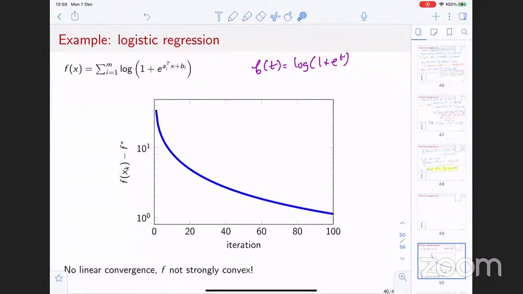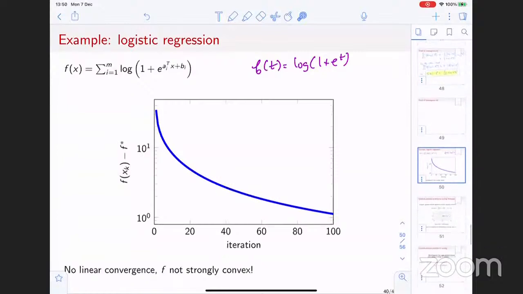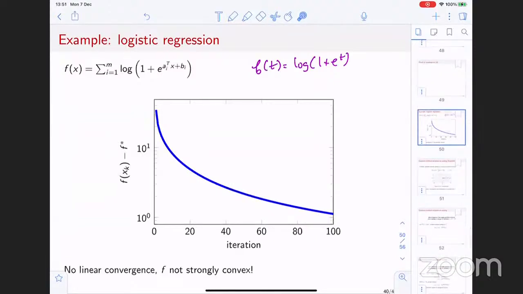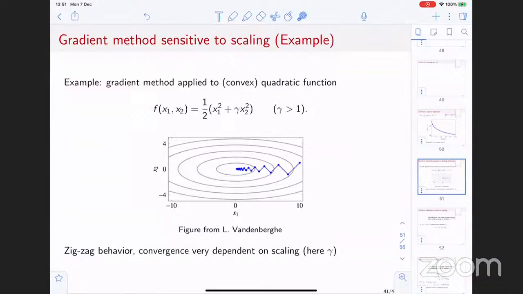Now that we've proven this result, I want to tell you some observations about the gradient method and its main drawbacks. This will motivate the discussion tomorrow about how to look for methods that are better than the gradient method. I would like to talk about the sensitivity of the gradient method to scaling.